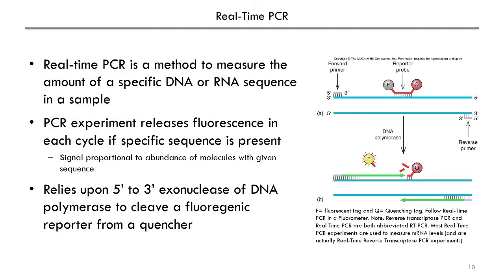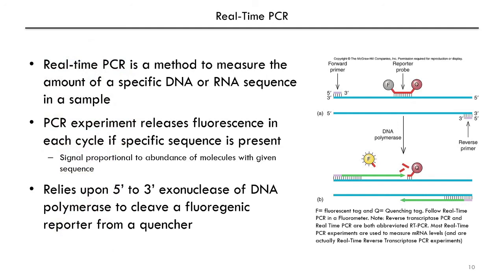Initially, in the first PCR cycles, this signal may be too low to measure, but with every cycle as DNA is amplified exponentially, the signal increases exponentially until it is measurable. This way, you can detect and quantify very minuscule amounts of DNA.